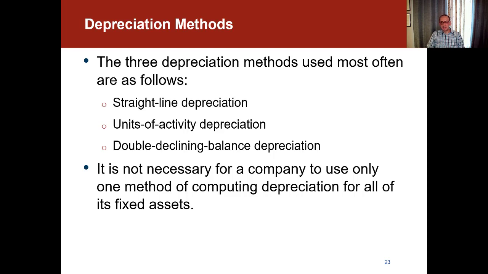Then we have the units of activity depreciation method, and this is based on the number of units produced or the number of hours an equipment has been used, or something that's related to activity or productivity. And then the last method that's a little bit tricky is called the double declining balance depreciation method, and sometimes they classify it under the category of accelerated depreciation method. It's not necessary for a company to use only one method of computing depreciation for all of its fixed assets. You can have a combination of different methods in different groups of fixed assets.